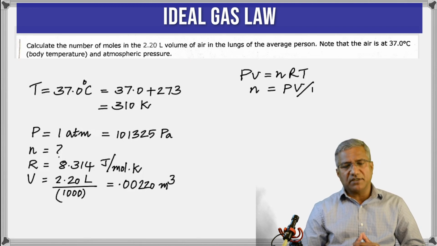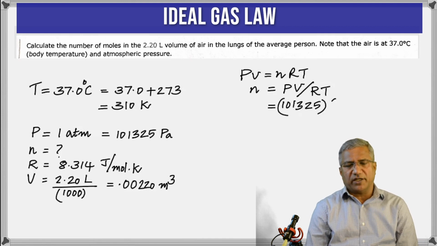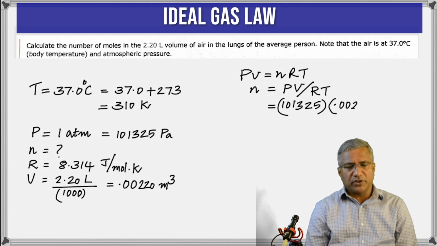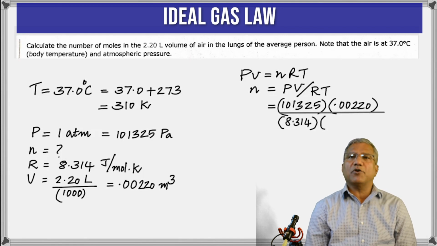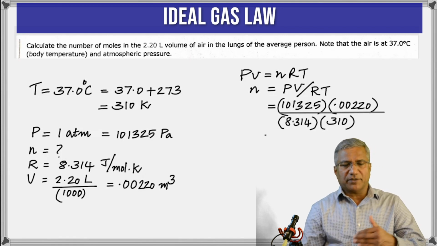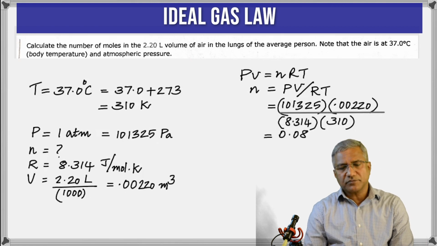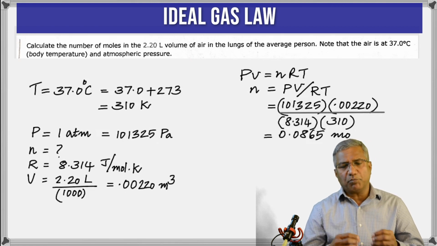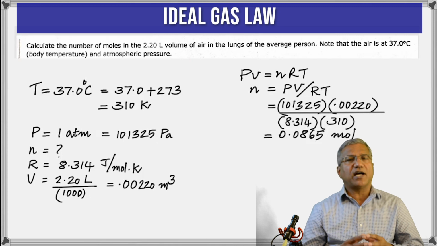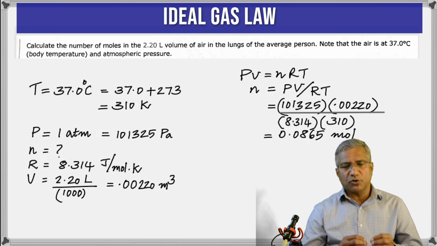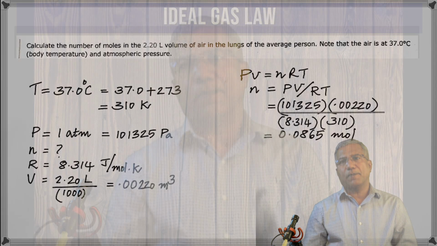So n is PV by RT. And so there is the pressure, 101,325. The volume is 0.00220. And the universal gas constant is 8.314. And the temperature is 310. So we get 0.0865 moles. 0.0865 moles as the answer.